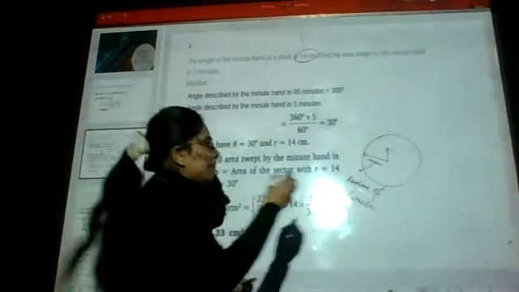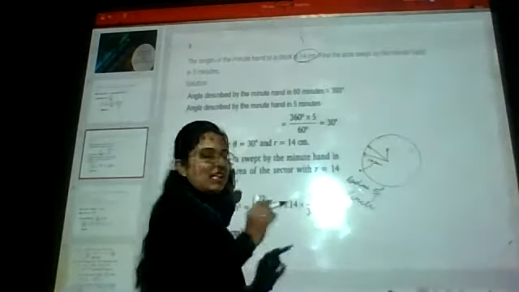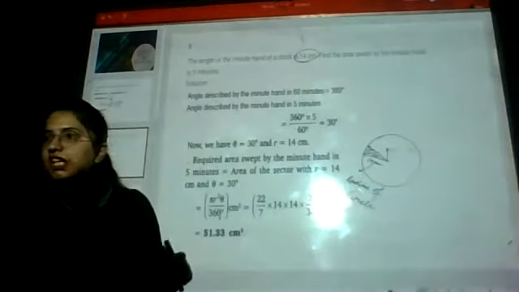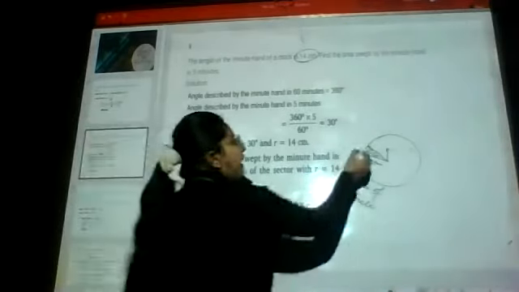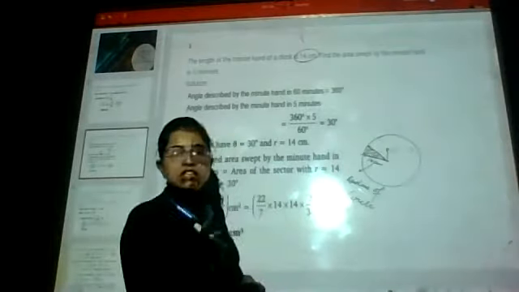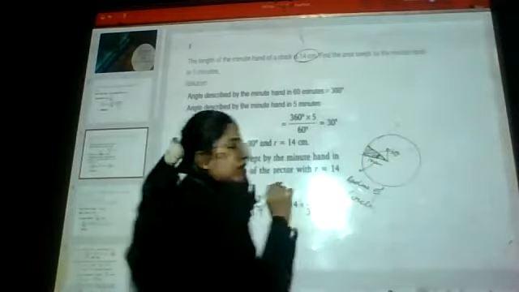Find the area swept by minute hand in 5 minutes. 5 minutes means from this point it will shift to this point, right? This area you have to find. This is the sector only. So what you will do, you will find the area of this sector. How will you find it? First of all, you must know about the theta. Theta is not given to you. This angle is theta only, right? Theta is not given.